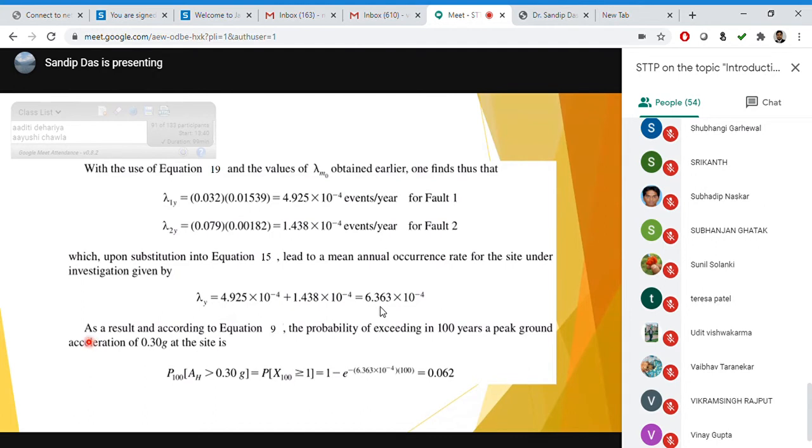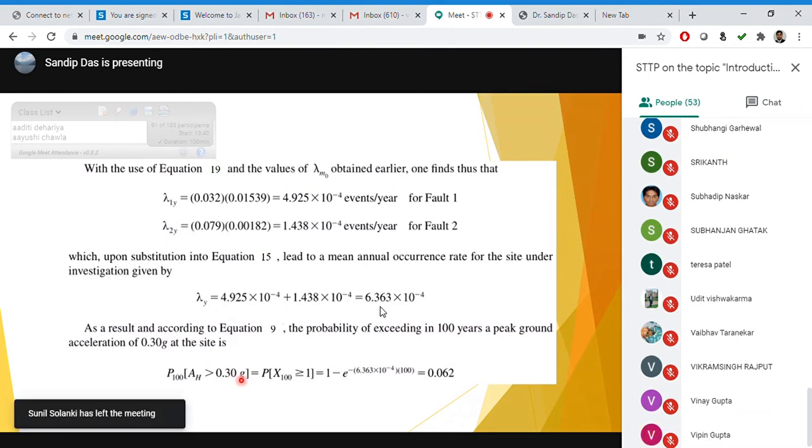So what you are now getting as a result, according to equation 9, which is nothing but 1 minus e to the power minus lambda t, is the probability of exceedance in 100 years. That is how your design life, or the exposure period, comes into the picture, for a peak ground acceleration of this much g. Site is this. So now you can get 0.30 g, right?